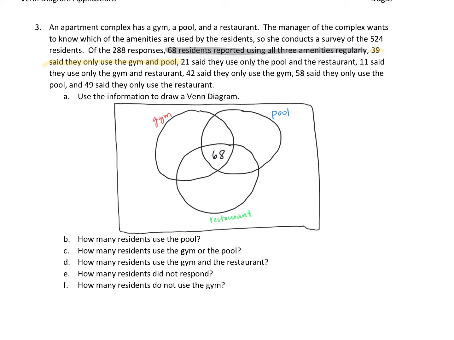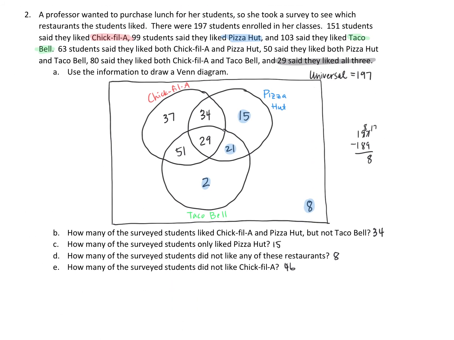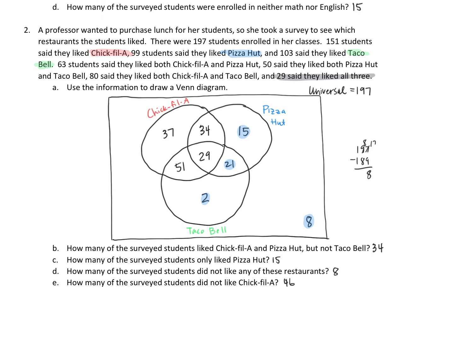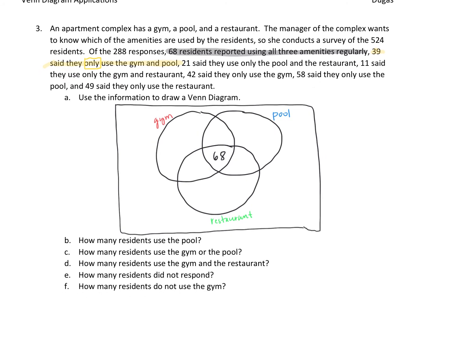Here is going to be the key word, only. In the previous example, I'm going to scroll up really quickly. The double said 50 said they liked both Pizza Hut and Taco Bell. It didn't say only Pizza Hut and Taco Bell. It said that they liked both of those. So that means they could have liked both of them and the third option. Okay? This one says only. Only means they liked the gym and the pool only, not the restaurant.